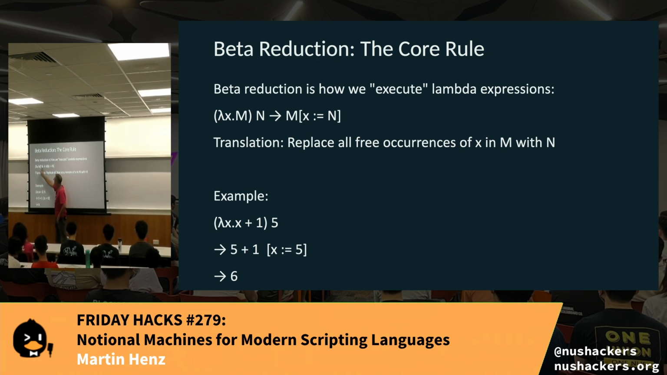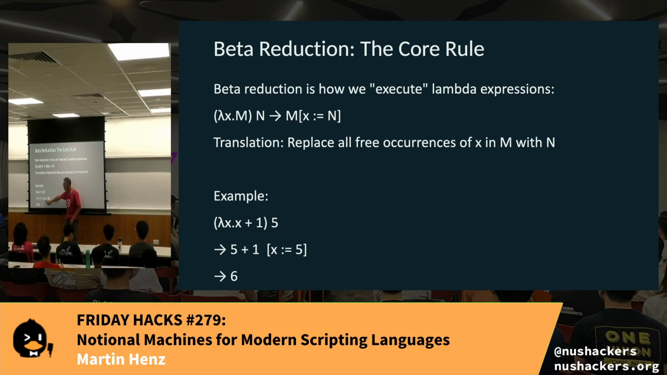The result of this beta reduction, the result of the function application, is the body of the function, where we replace the parameter x by the argument n. And n and m can be any expression. So more formally, we replace all occurrences of x in m with n. And again, here's an example. So we use this as an instance of this rule. That means this m becomes x plus 1, n becomes 5, and the result is the body of the function x plus 1, where we replace x by 5.